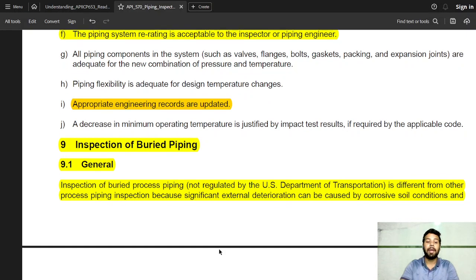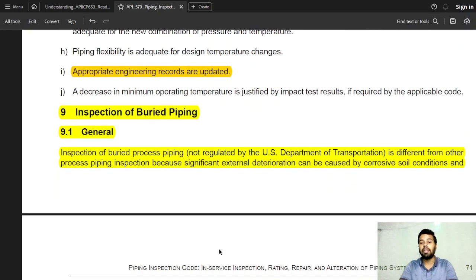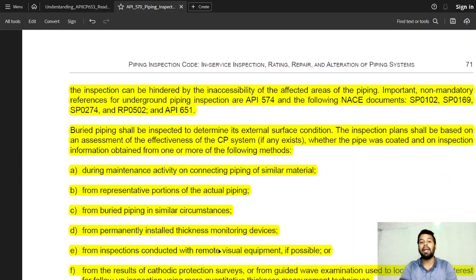So, inspection of buried piping. The inspection of buried piping is different from other process pipe inspection because significant exterior deterioration can be caused by corrosive soil conditions, and inspection can be hindered by inaccessibility of the affected areas of the piping. So when the pipe is installed below the ground, it is obviously not possible to excavate every time while we are doing inspection.